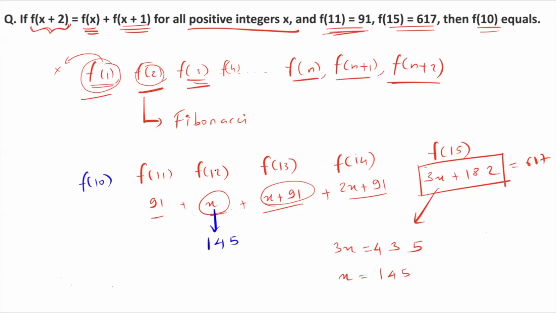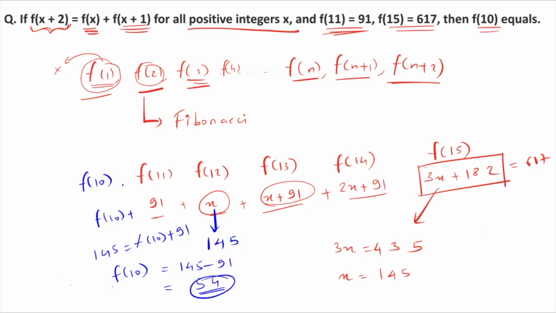And also this f(12) will be f(10) plus 91. So 145 will be f(10) plus 91. From here, I can easily figure out the value of f(10). f(10) will be 145 minus 91. It will simply be equal to 54. So the answer to my question, f(10), will be 54.